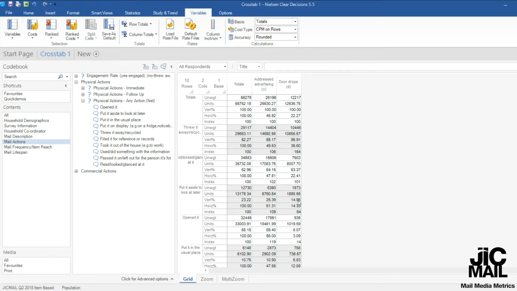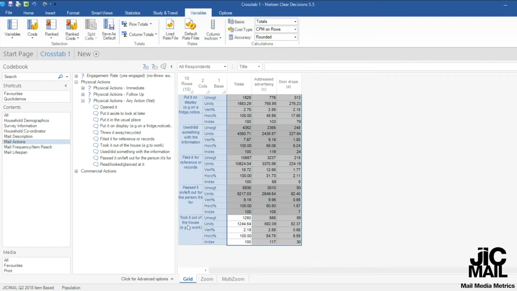And actually, nearly 15% are put aside to look at later, showing us that door drops aren't necessarily a medium which has an ephemeral exposure. That it does hang around. It's a poster in the home. So those are physical interactions. Those contribute to frequency.